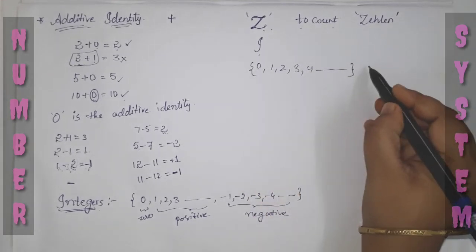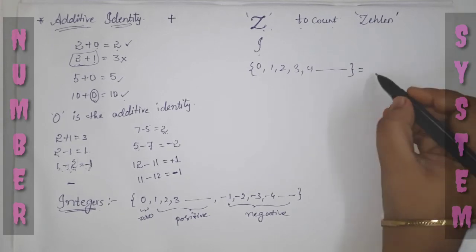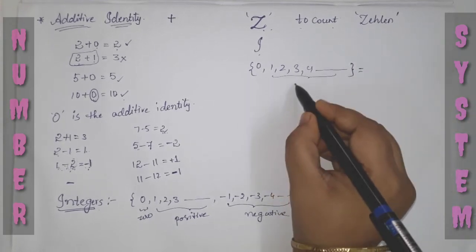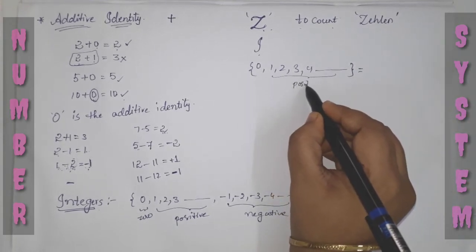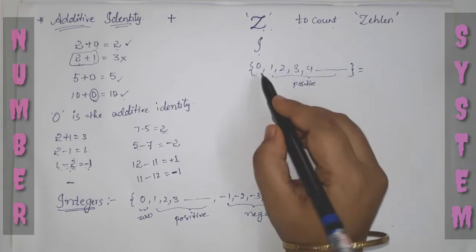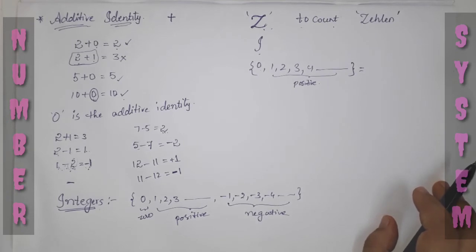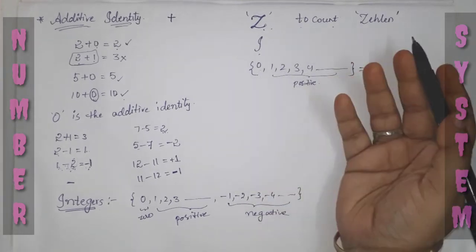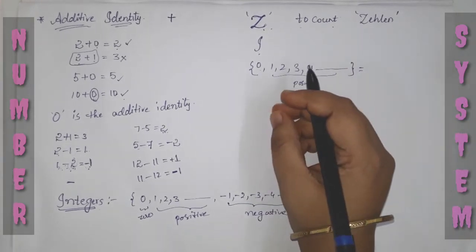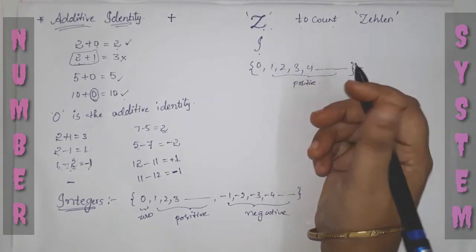What is that? Whole numbers. Another name is also there. Which type of numbers are these? Positive numbers. What about 0? Is 0 a positive number or a negative number? Do you know that one? No. So 0 is neither positive nor negative.